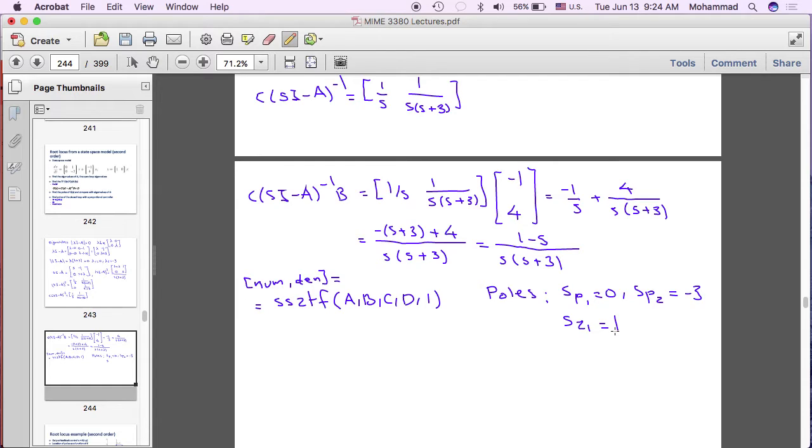So can you tell me immediately how many branches the root locus would have? The root locus will have 2 branches because the system has 2 poles, and you know that one of the branches would end up at the zero of the system. One of the 2 branches will end up at the zero of the system. So let's take a quick look at the root locus.